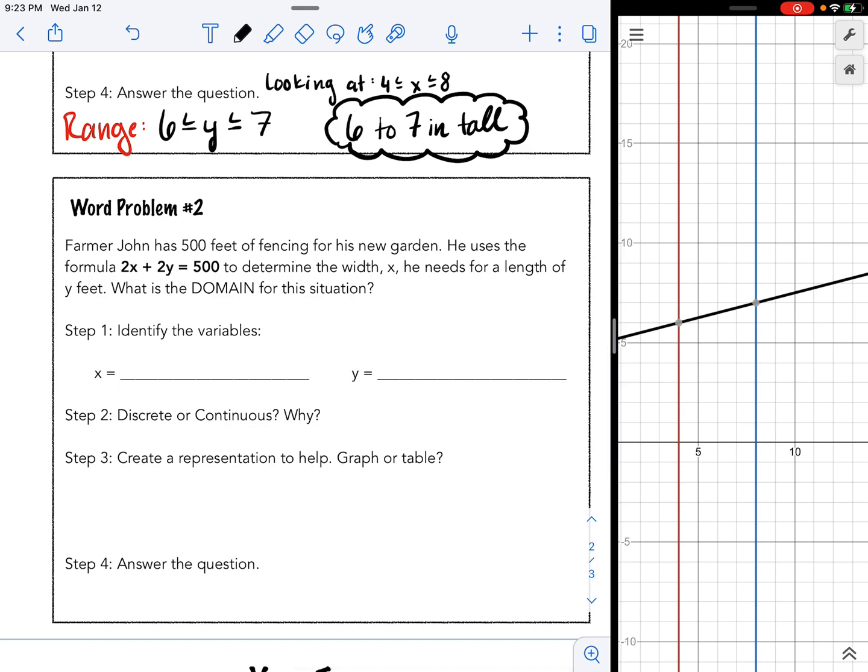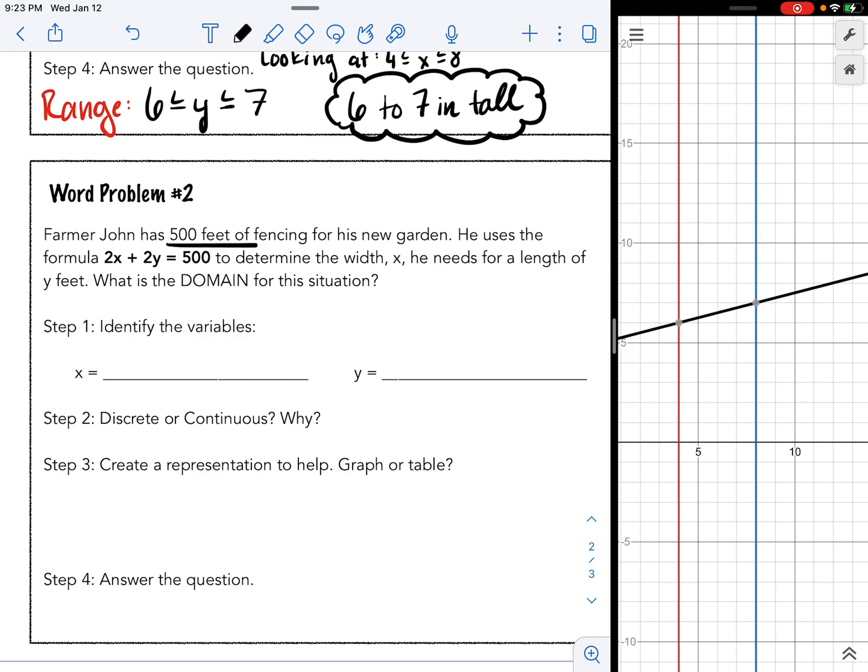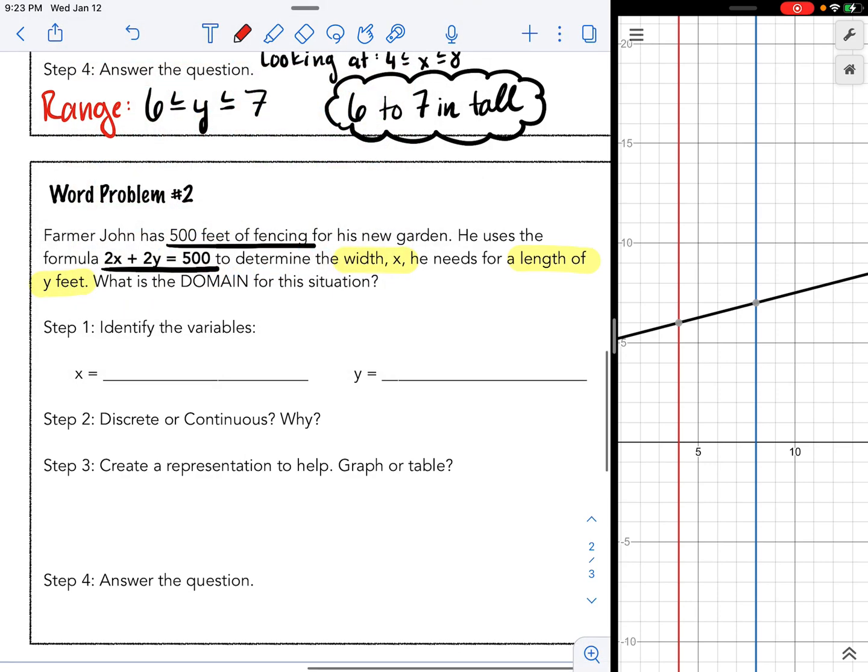We're going to go ahead and zip through this last one really quick. Farmer John has 500 feet of fencing. He uses this formula. He knows that the width is x and the length is y. We are looking for the domain, so we're looking for x for the situation. I know that x is width. It is in feet. And I know that y is length. Also in feet.